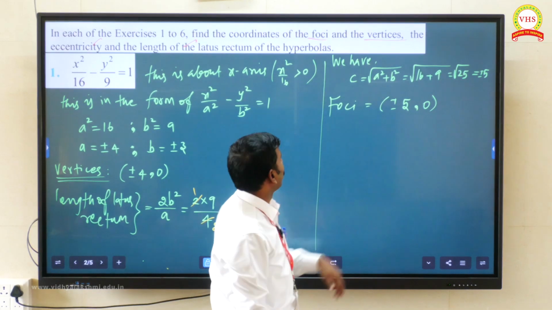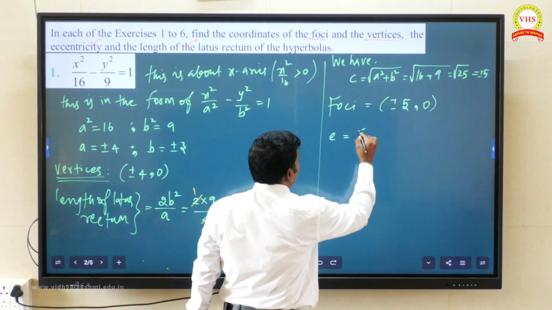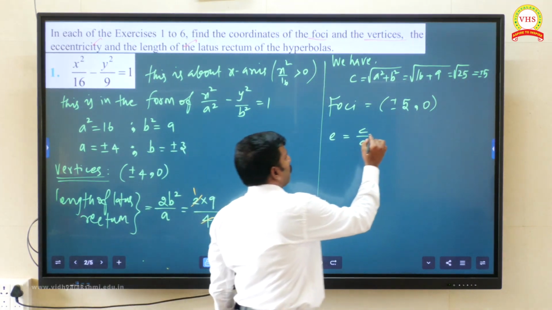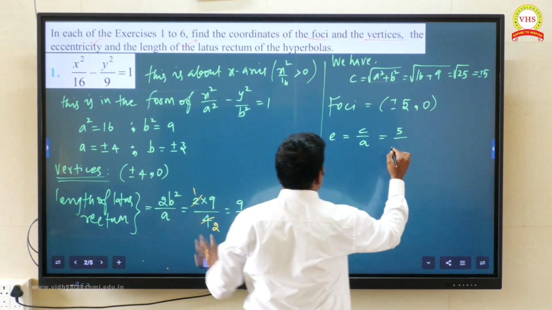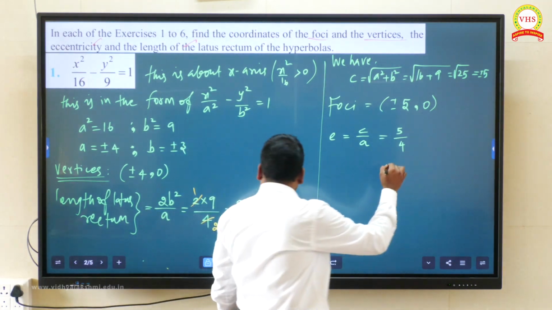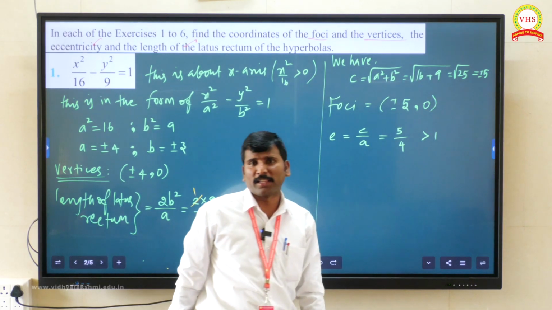Okay, so that I have given like that. Then eccentricity equals c divided by a. The c value we have is 5, plus or minus 5, and the a value we have here is 4. So eccentricity is 5 by 4. I told you that for a hyperbola, it is greater than 1.